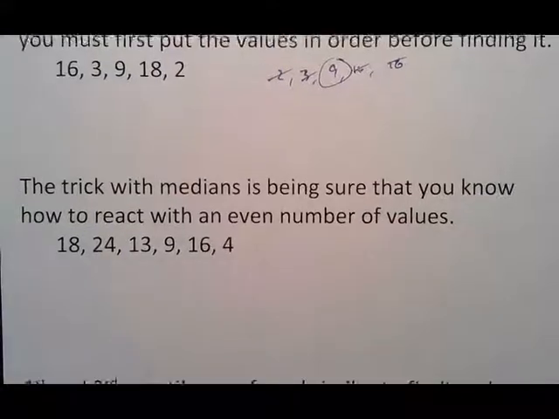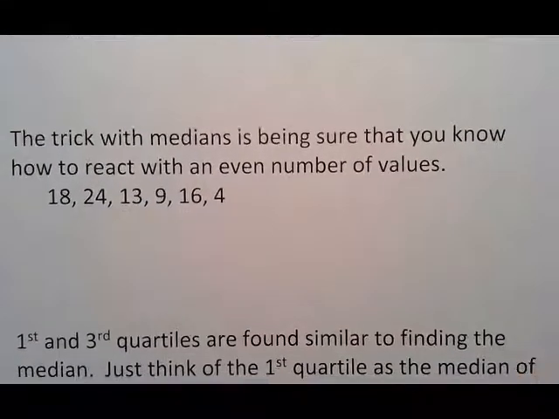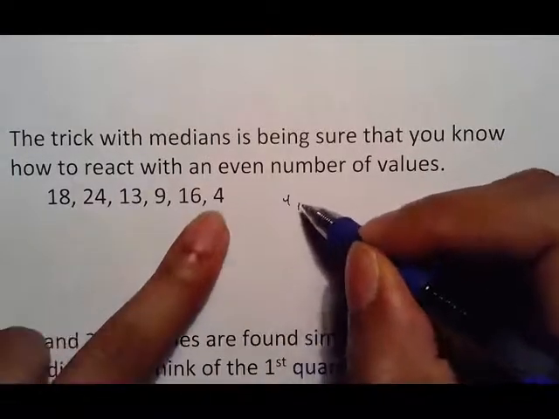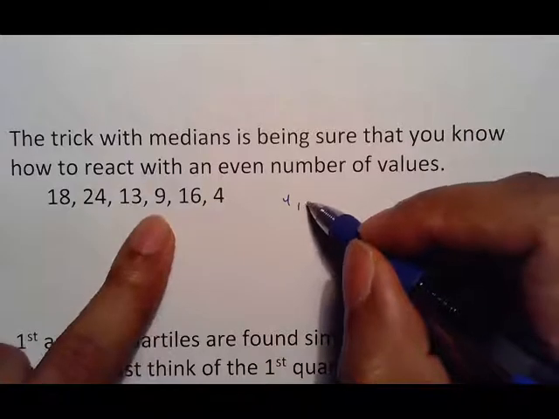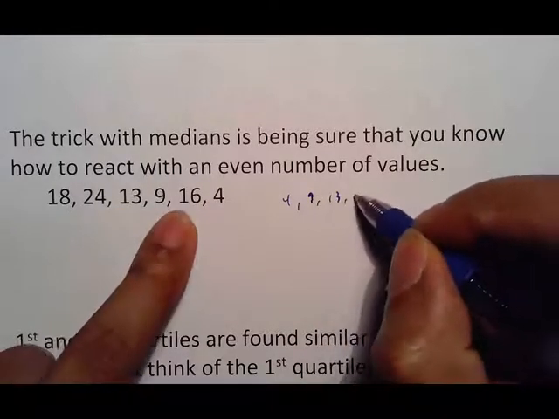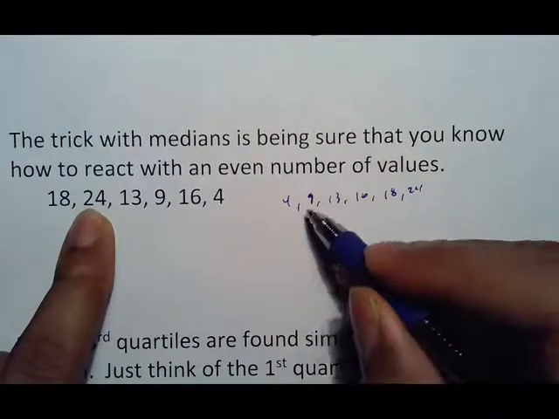But again, the reason why we're doing this is because I need you to make sure you remember how to deal with whenever there's an even set of values, which is that you would put it in order. So 4, 9, 13, 16, 18, and 20, 24. So 2, 3, 4, 5, 6.